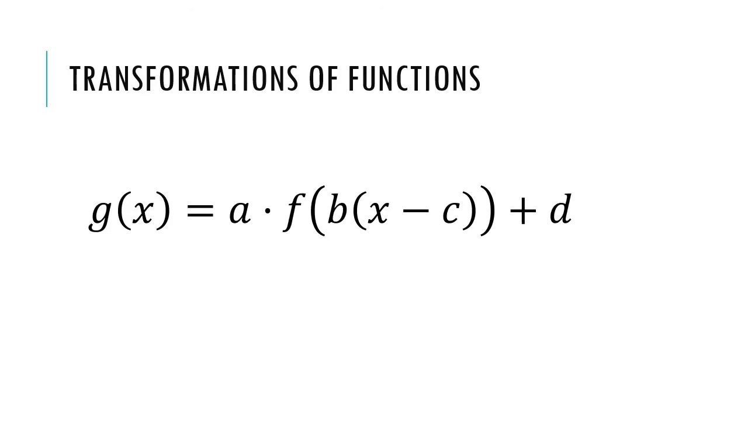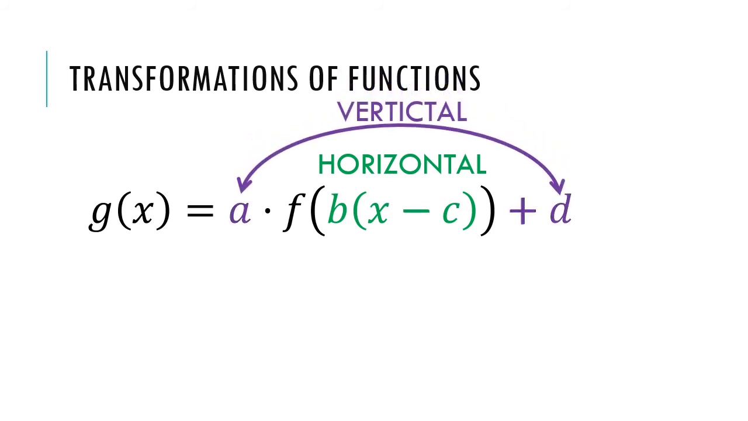We are doing transformations of functions. Here are our basic transformations. We're going to go through these one at a time. First thing I want you to know is that everything on the inside is a horizontal transformation. So B and C are both horizontal because they're considered to be inside the function. A and D are considered to be vertical because they are outside of the function. So we know that inside is horizontal, outside is vertical.